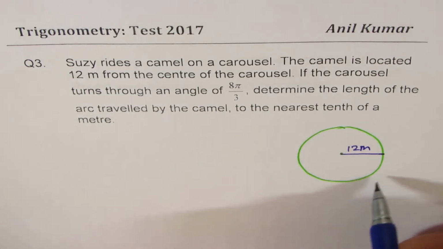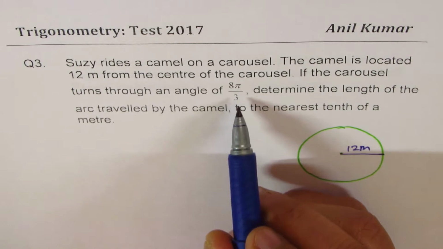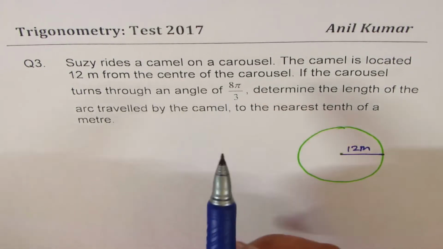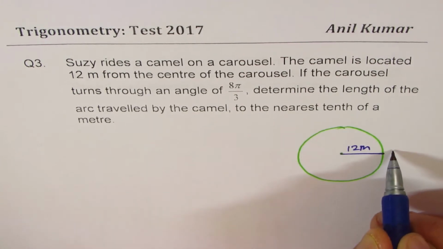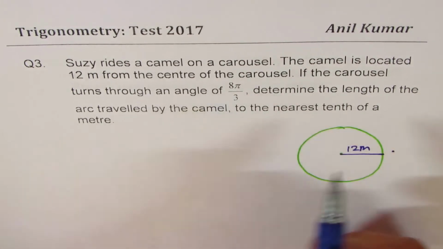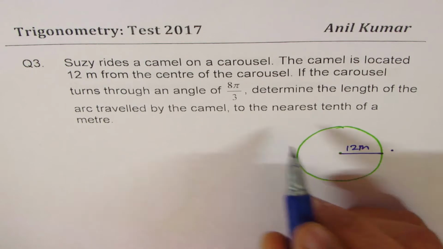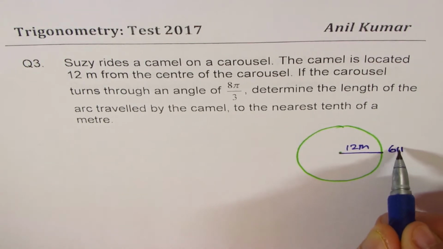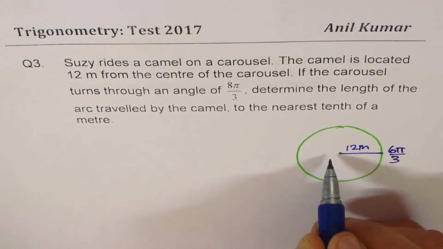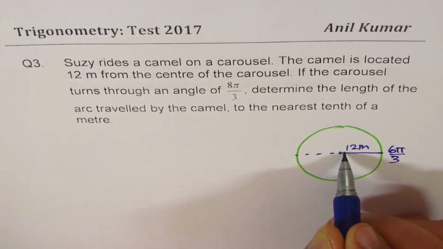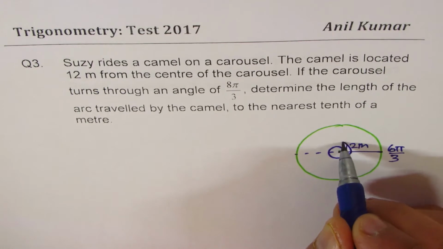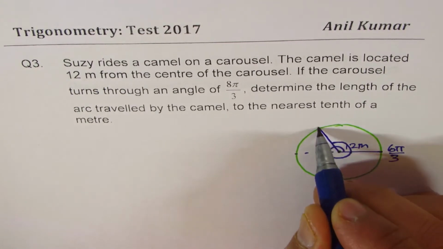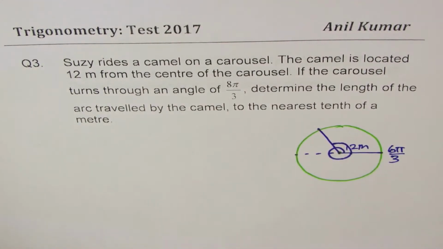So that is the arc, right? So 8 pi by 3 really means more than twice, correct? So one full circle will be 6 pi by 3, right? 6 pi by 3 is 2 pi. And then that means one full circle, and then 8 pi by 3 means 2 pi by 3 more, kind of like this. So that much is the movement, right? Anyway, the question is very straightforward.